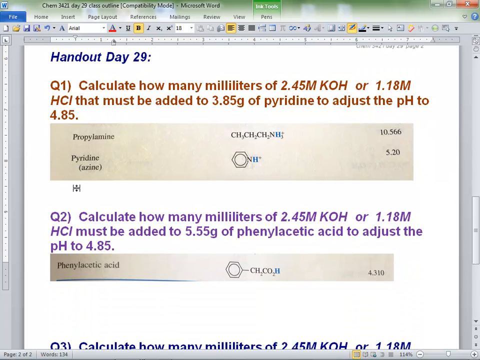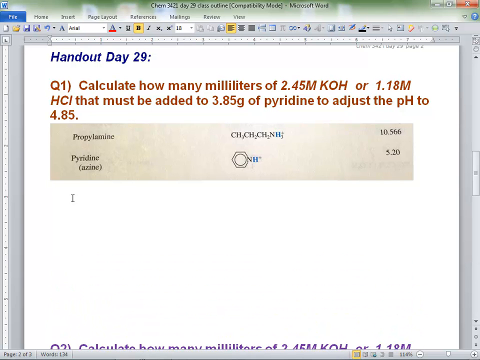So I saved myself the trouble of drawing structures because I really am bad at that, and I just scanned it or took a picture of it. Okay, so calculate how many milliliters of 2.45 molar potassium hydroxide or 1.18 molar HCl must be added to 3.85 grams of pyridine to adjust the pH to 4.85. Okay. So which one is it going to be in the first place?